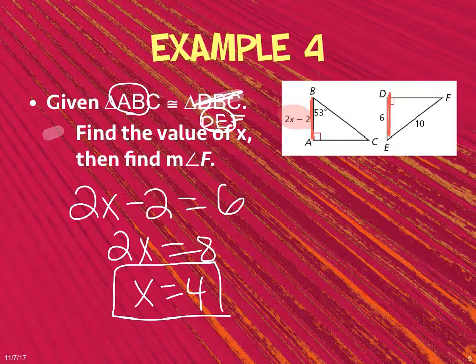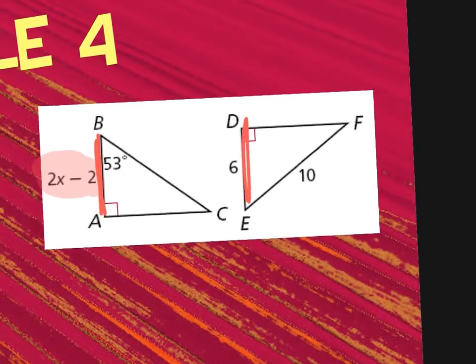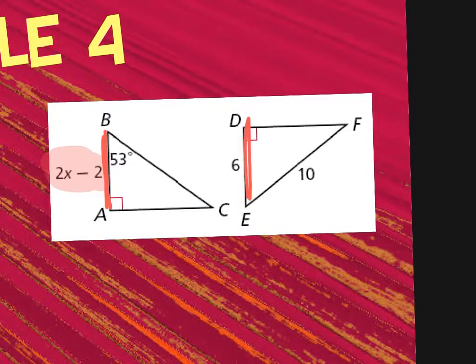And then the second part of this asks for the measure of angle F. So how do I find that? Because F has nothing to do with the side length, right? 6 is not going to help you. 10 is not going to help you. 2x minus 2 is not going to help you. What angle from ABC would match angle F? What would be congruent to angle B from the first triangle in the second triangle?